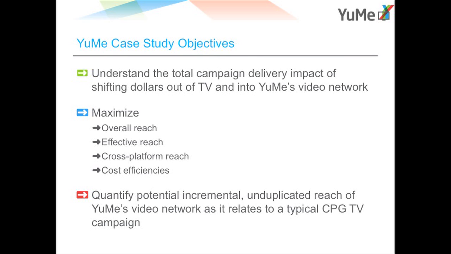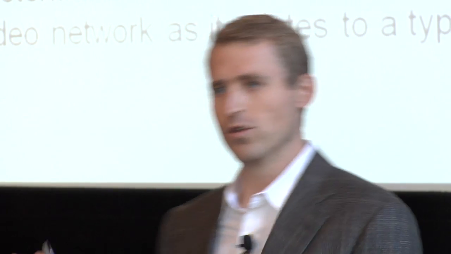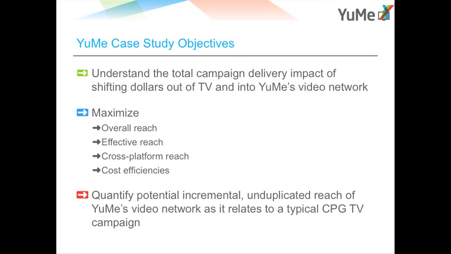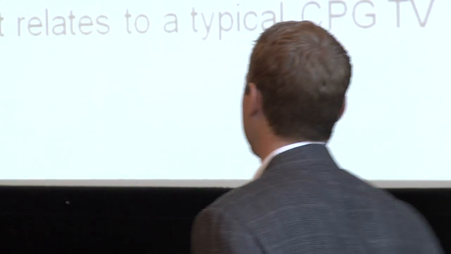Second, cross-platform reach. I have some data to support this, but there's a lot of power in reaching an audience through multiple screens. So how can I get the majority of my audience to see the ad on multiple screens? We'll look at what happens there. Third, effective reach. How do I get people to see my ad more times? Simply put, I want to increase the number of people who see it 3 or more times, 6 or more times. How do I get an increase there?